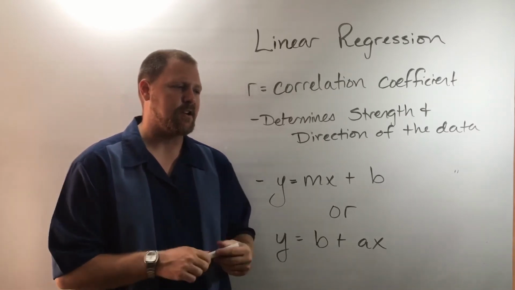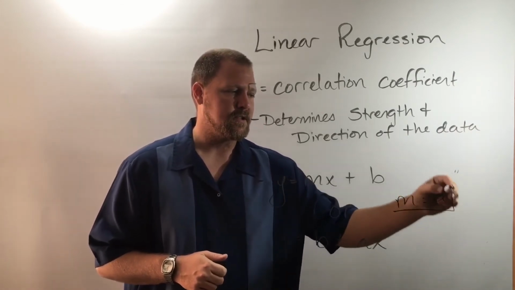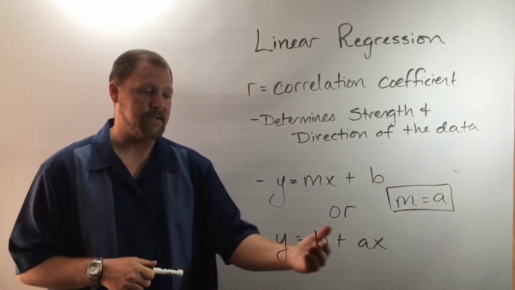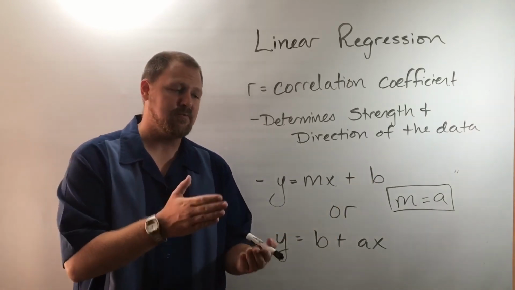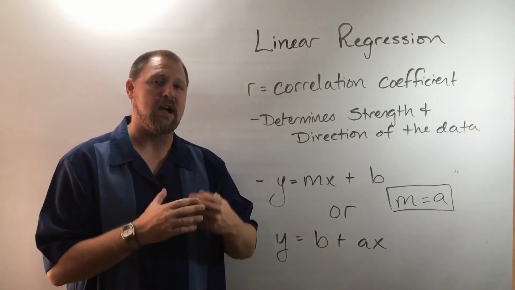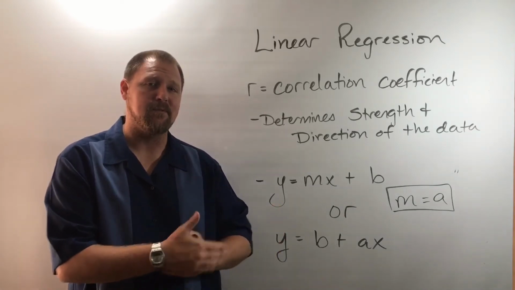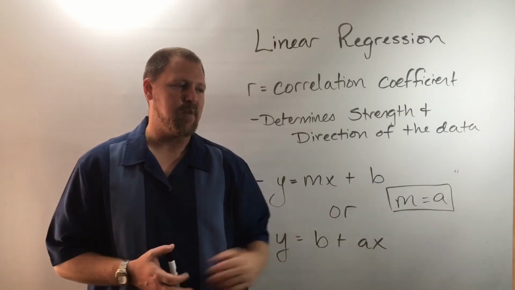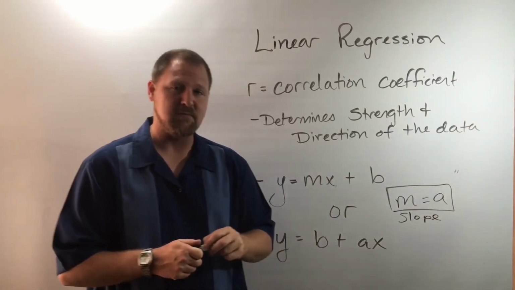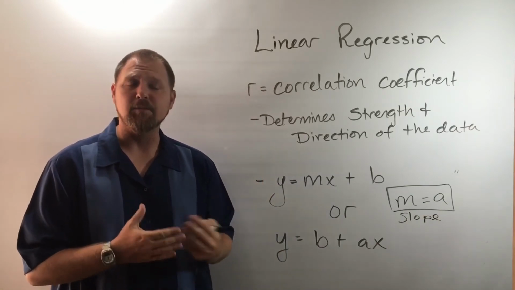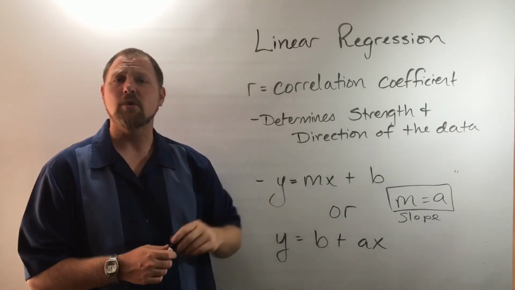The discussion here needs to be that m and a are the same value. It should be obvious that b is the same value, and it should be obvious that these two equations are identical, just not written in the exact same form. But m and a both give you the slope, and that is a discussion because most of the kids who are unfamiliar with the technology will see both of these equations and say, which one do I need to use?